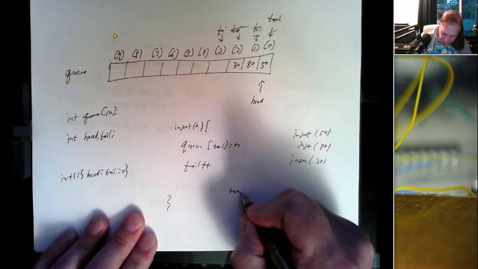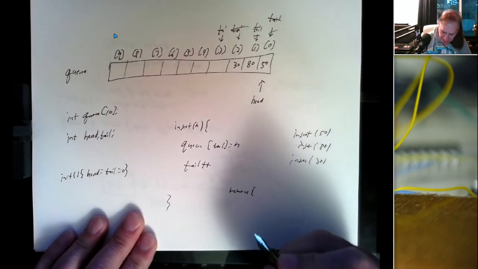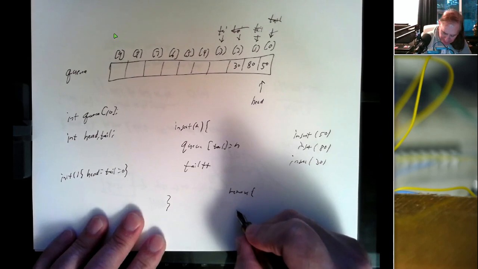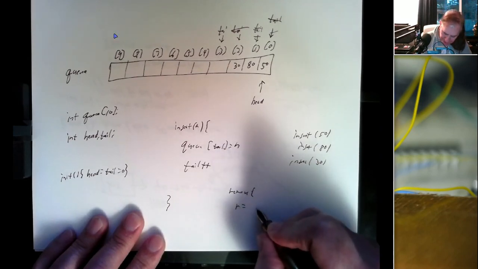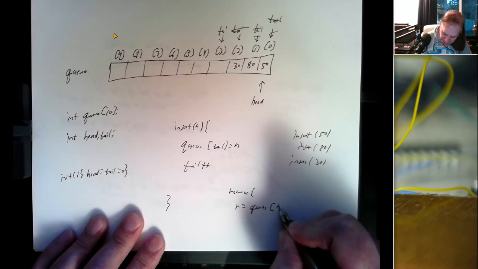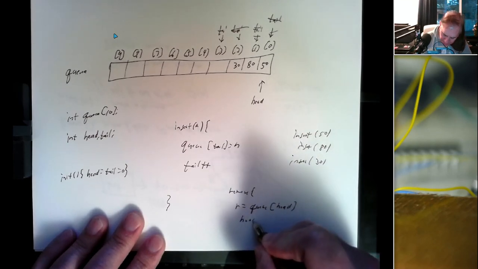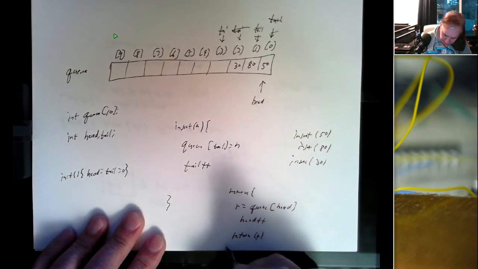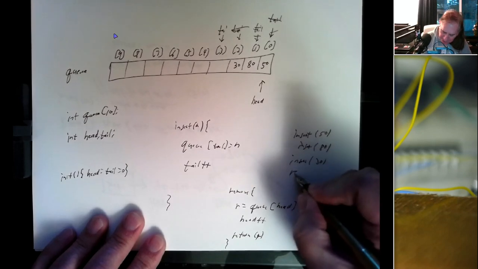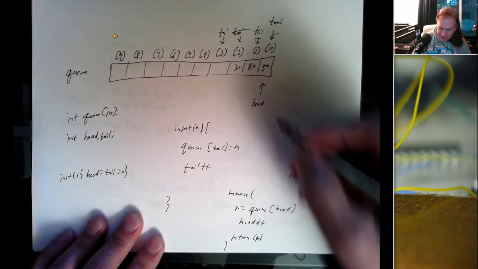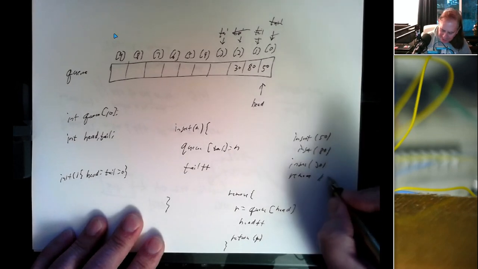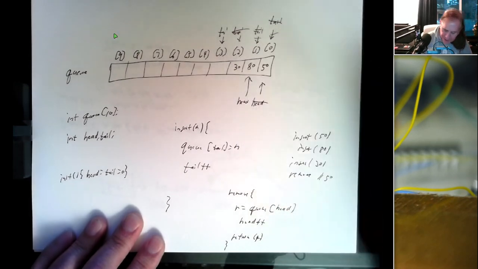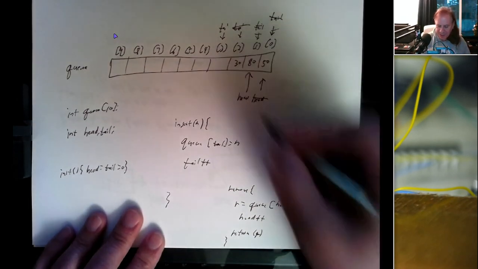So remove. We want to remove from the head of the queue, so I'll just say r equals q bracket head, and then increment the head, and then return r. So the first time we call remove, we'll look at the head as a 50, we'll go ahead and return a 50, and we'll change the head to point right here. So now we're getting ready to remove an 80, then a 30.